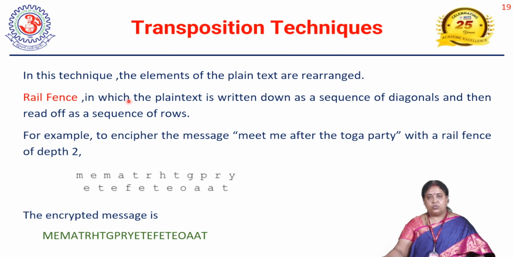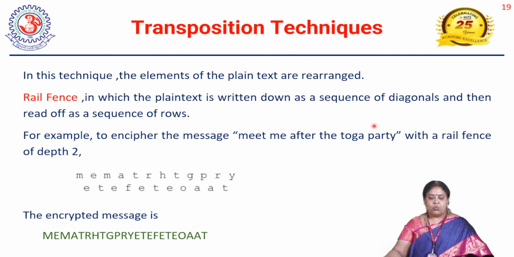So these are the substitution techniques we have discussed: Caesar cipher, monoalphabetic, Playfair, Hill cipher, then polyalphabetic as well as the one-time pad. Then we come to the transposition techniques. What is a transposition technique? Here we are not going to substitute any other character, but we are going to change the position of the elements. The elements of the plain text are rearranged.